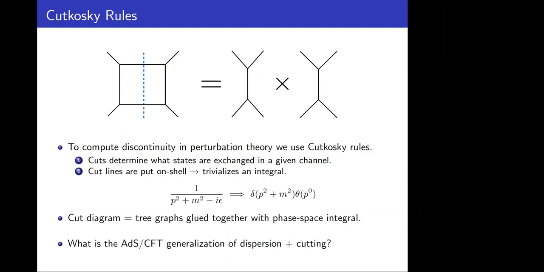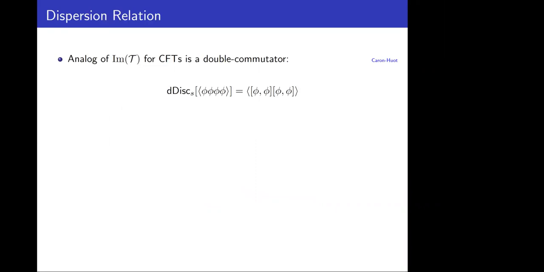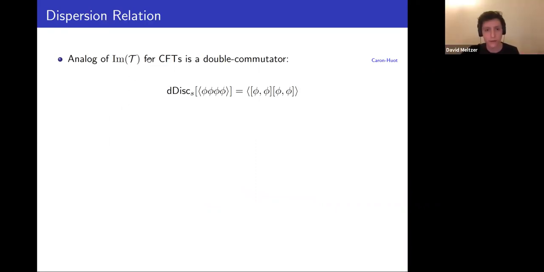And the first part was answered by Caron-Huot, where he showed that in CFTs, instead of studying this object, we should study a double commutator. And we get this by taking an s-channel double discontinuity of our CFT 4-point function.